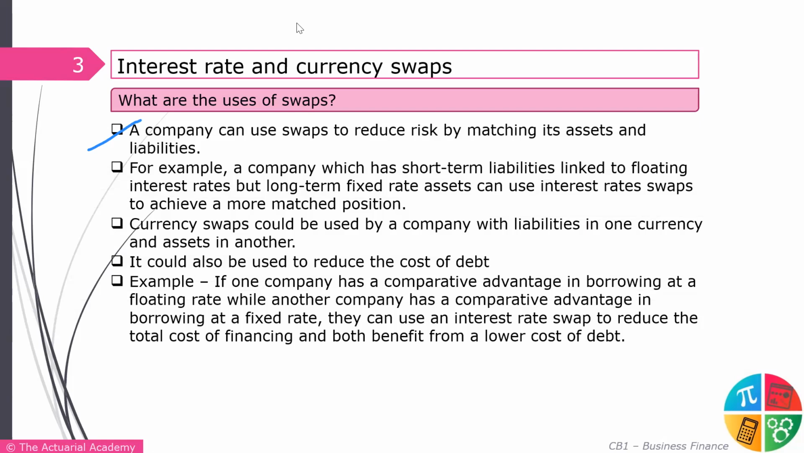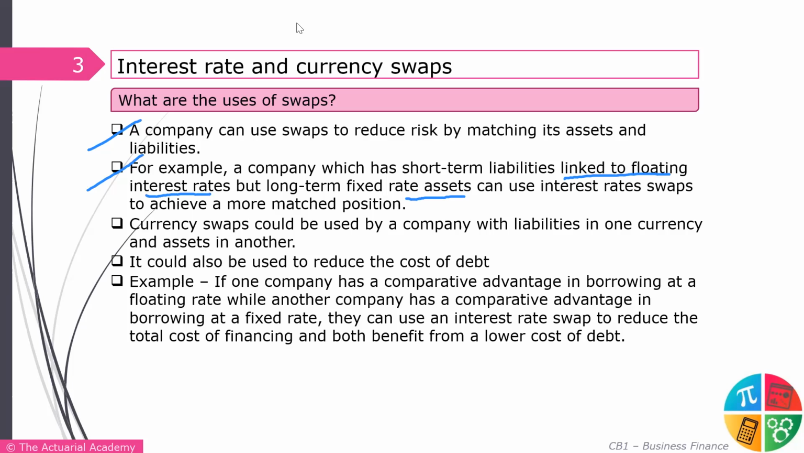Basically, if you have liabilities linked to floating rates but fixed rate assets, then you can convert those floating rate liabilities into fixed rate liabilities and get a more matched position. Your position can be matched easily. So that is how you can work it out.